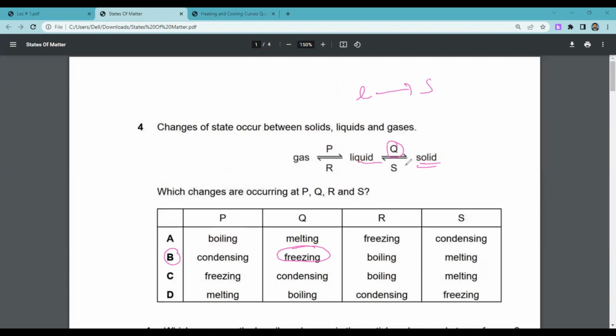And when a solid is converting back into a liquid, this phenomenon is called melting. You can see that, melting. When a liquid is converting into a gas, this is called boiling. By only clicking on this point, you can answer your question very easily. So don't stuff your head with useless things. Okay.